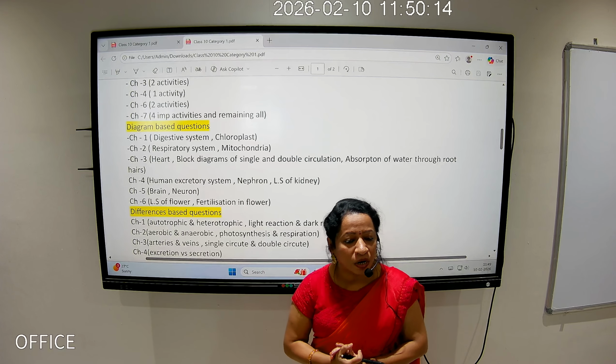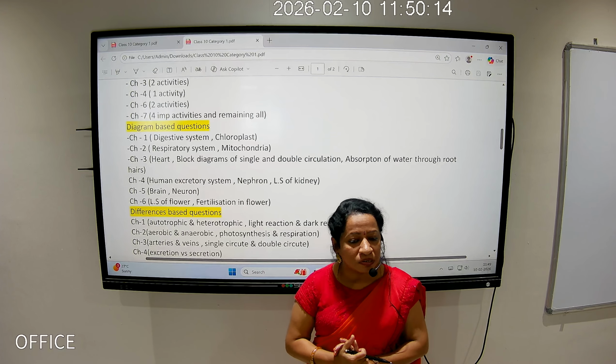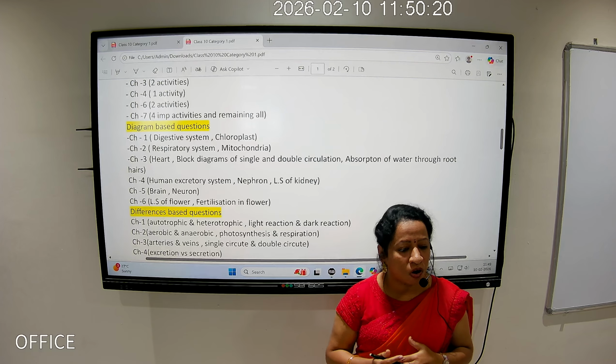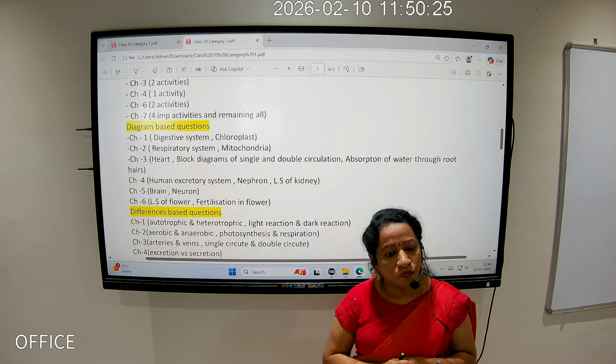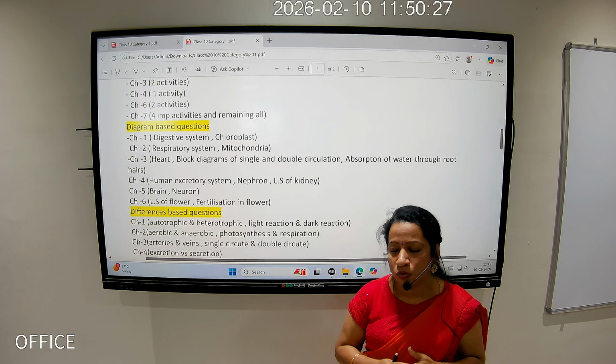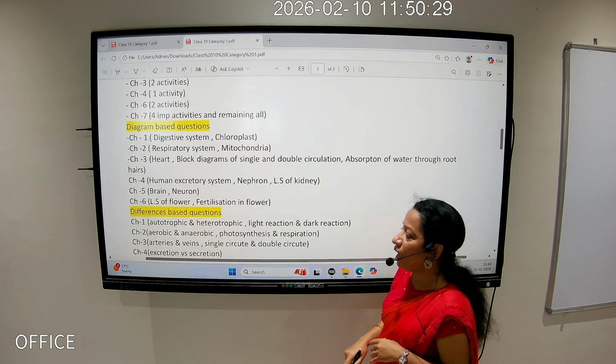Male and female reproductive system, also you can learn, but most of the times we found that it is not asked. That's why I did not include that into this. But if you are eager, you can learn those also. So these are the diagrams.